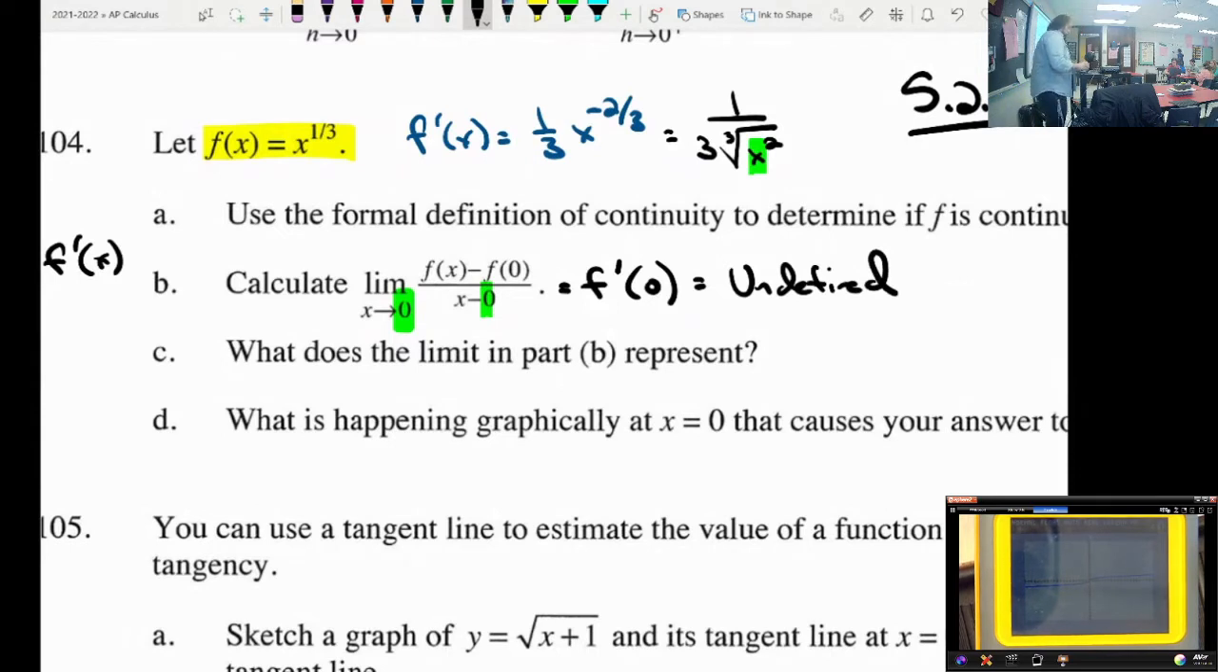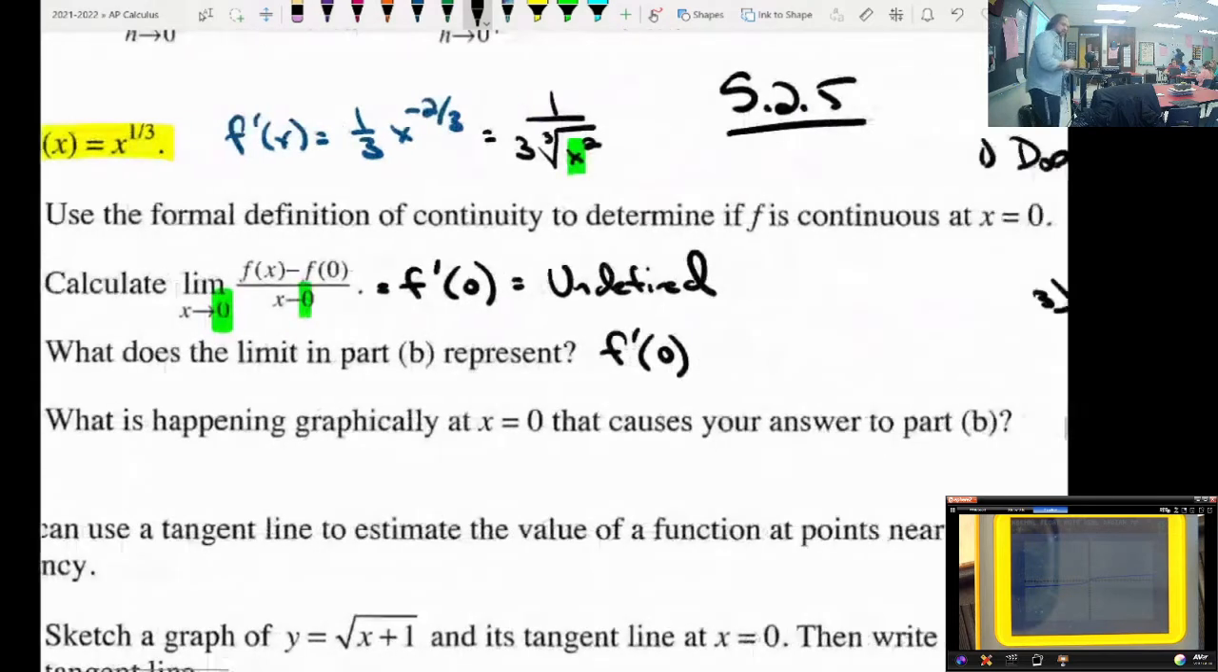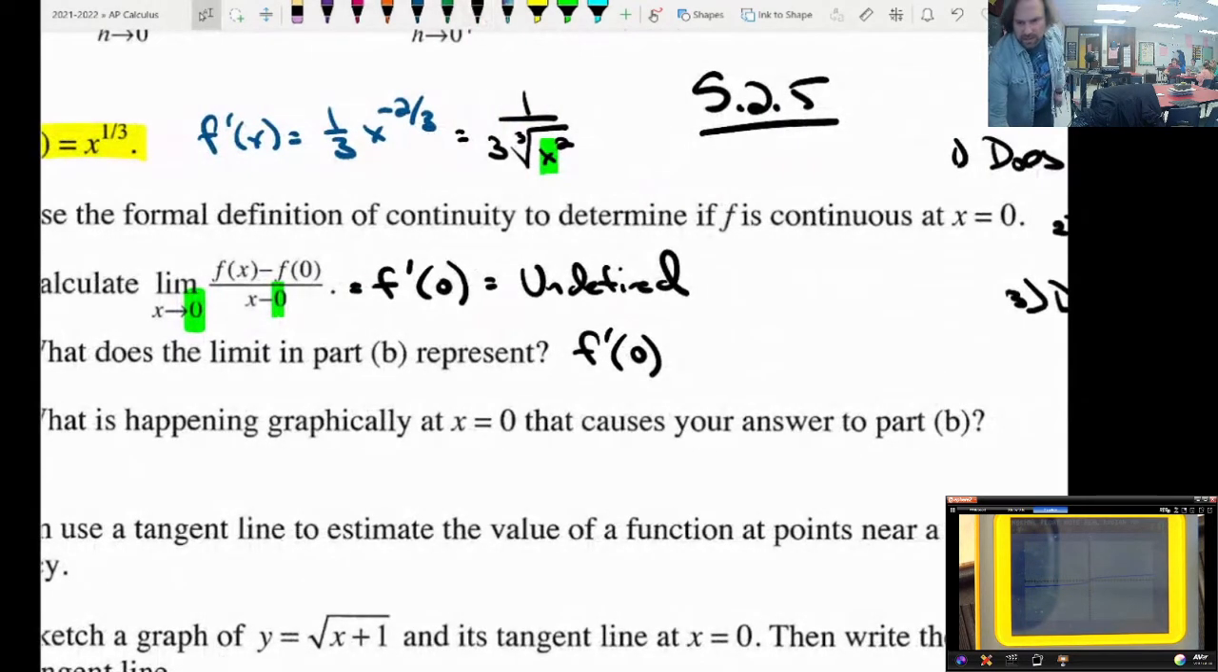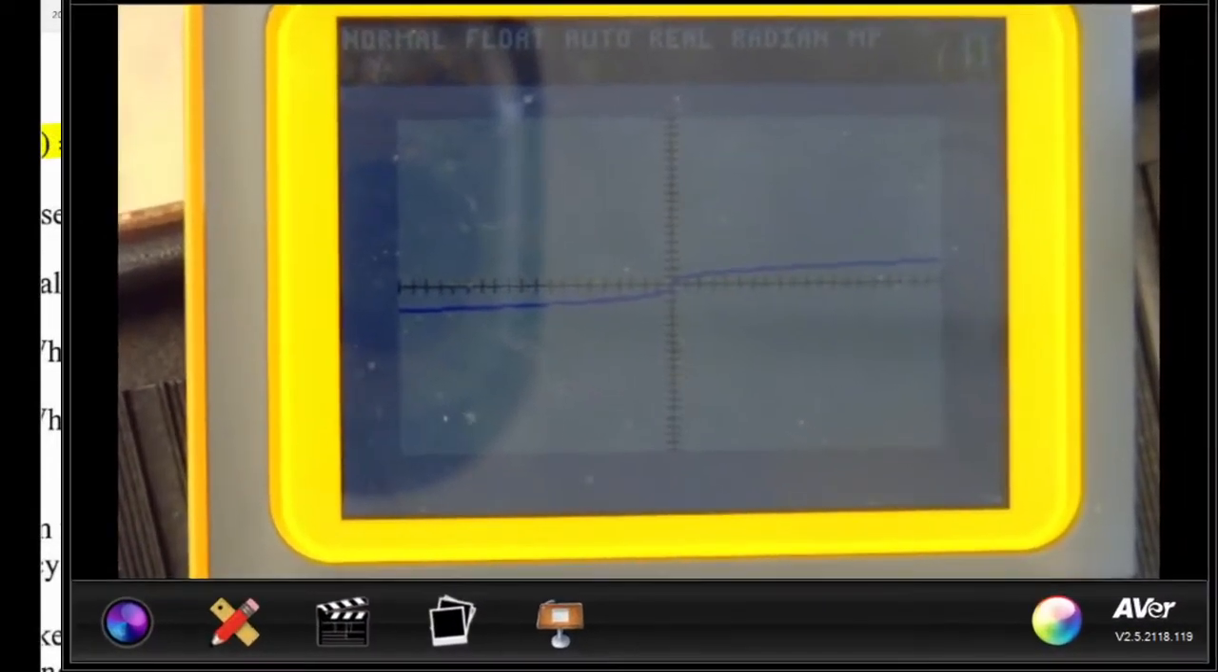The limit in part B, of course, is just representing the derivative, f prime of 0. We already talked about that right there. And what's graphically happening at x equals 0 that causes that to happen, let me walk over here and blow up calculator cam for a moment, because I think you'll see it if you look at it carefully. I'll have to zoom way in on it too.